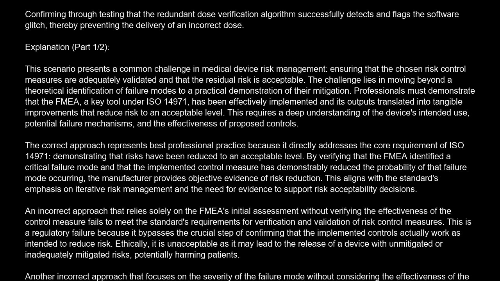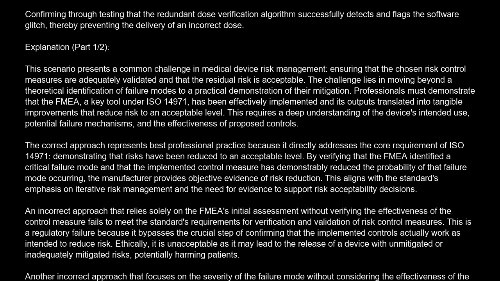The correct approach represents best professional practice because it directly addresses the core requirement of ISO 14971, demonstrating that risks have been reduced to an acceptable level. By verifying that the FMEA identified a critical failure mode and that the implemented control measure has demonstrably reduced the probability of that failure mode occurring, the manufacturer provides objective evidence of risk reduction. This aligns with the standard's emphasis on iterative risk management and the need for evidence to support risk acceptability decisions.